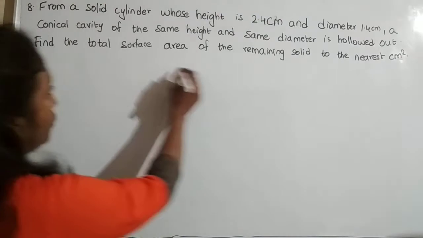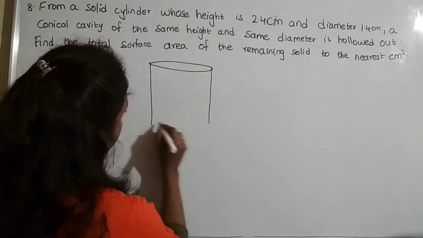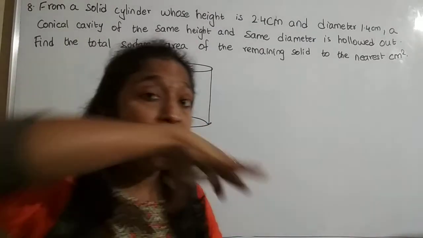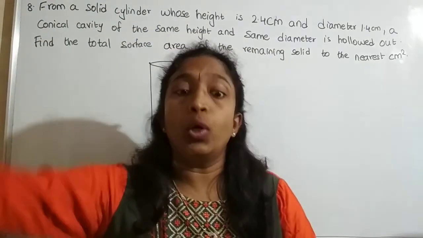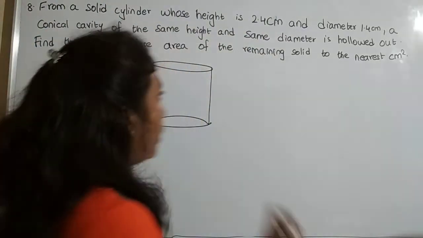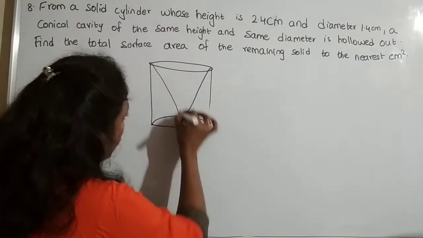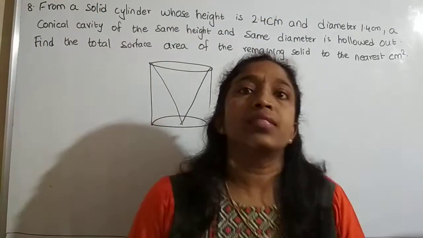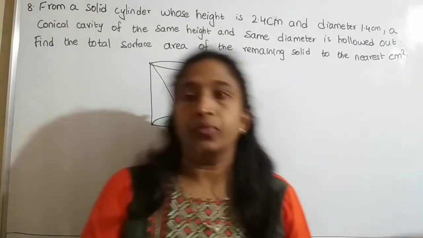If you try to draw the diagram, we come to know that there is a solid cylinder, and from that solid cylinder, from one of the bases, a cone is hollowed out. It's removed, like a drilled hole. The cone is removed from the top portion. Now they are asking what is the total surface area of the remaining solid.